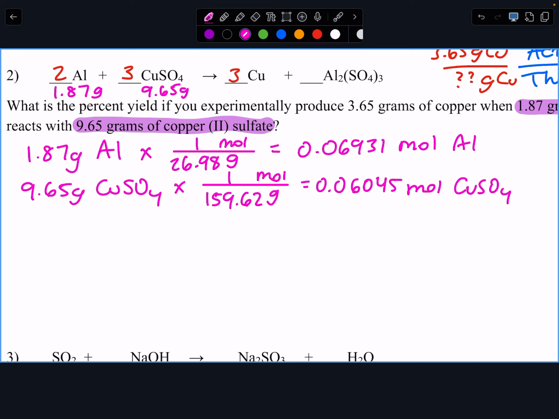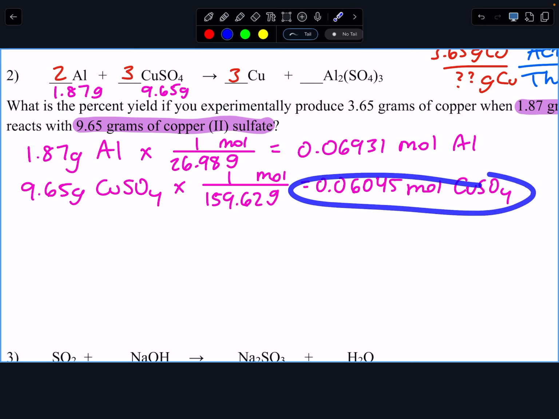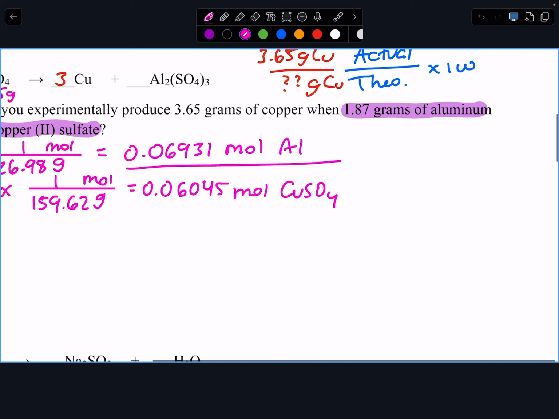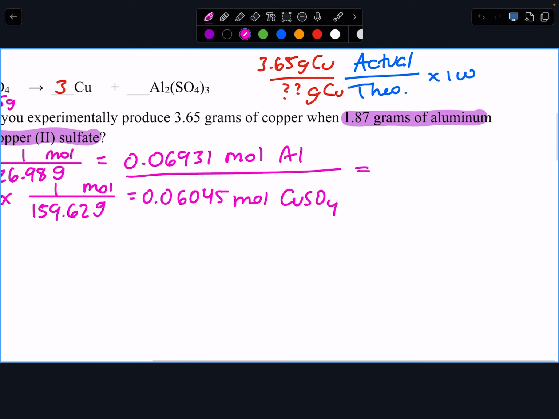Okay, now that I have the moles, what can I do? Good. Biggest by smallest. Who's the biggest? Aluminum moles are biggest, and then this guy's smallest. So I'm just going to put a bar in between. You get what I mean by that? I'm dividing them. Okay? When I divide them, what do I get? Big by small.